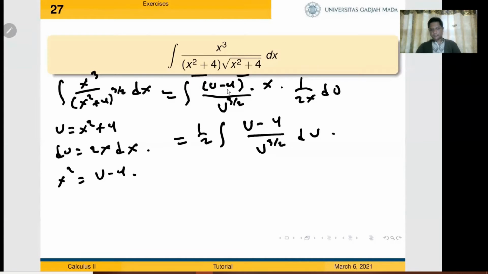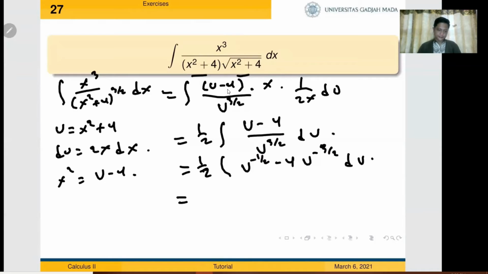What we have to do, this one should be clear. Should be very, very clear. I think this one should be the easiest one. Because if we divide the denominator by u to the 3 over 2, we have u minus u to the minus half. Should be correct, right? 4 times u to the minus 3 over 2 du. Okay? And yeah, finish. So this one is standard form.